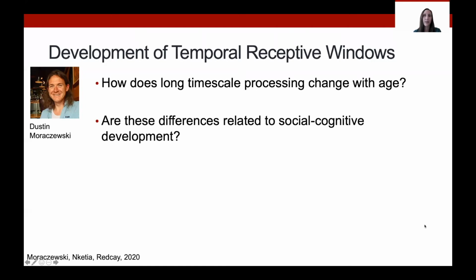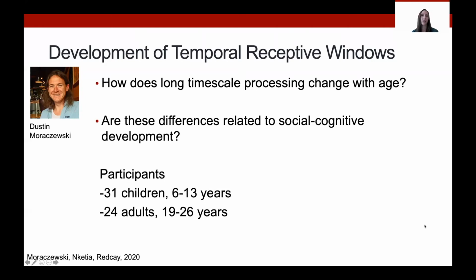In this study, we used a slightly older age range, looking at children within middle childhood, 6 to 13 years of age. This is still a time of interesting social cognitive developments, particularly in more advanced aspects of theory of mind development. And it allowed us to scan for a longer period of time, which we needed to examine these questions of the development of timescale processing. So again, usable data from 31 children aged 6 to 13 years and 24 adults.